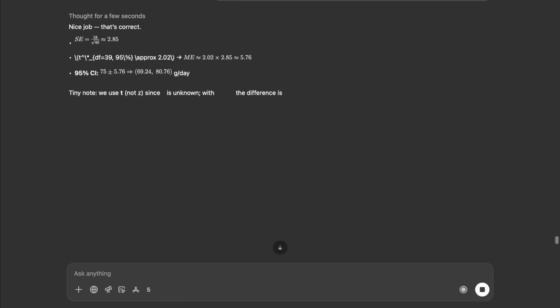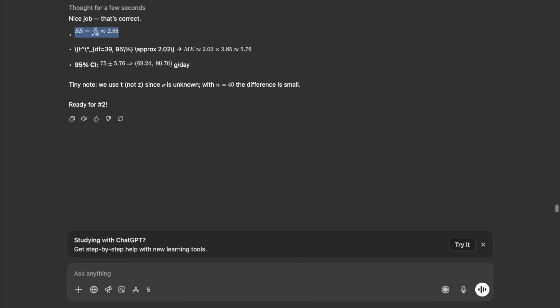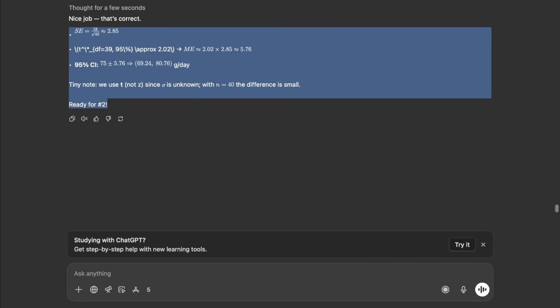Nice job. That's correct. Yes, of course it is. The standard error equals 18 divided by the square root of 40, which is around 2.85. Margin of error equals 2.02 times 2.85, which is 5.76. The 95% confidence interval is 75 plus or minus 5.76, so 69.24 and 80.76 grams per day. Tiny note: we use t, not z, since the population standard deviation is unknown. With n equals 40, the difference is small. Yeah. So there you go.